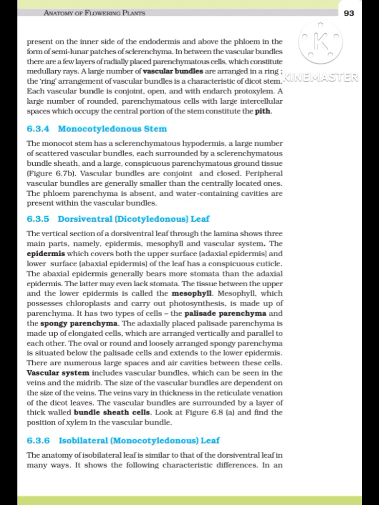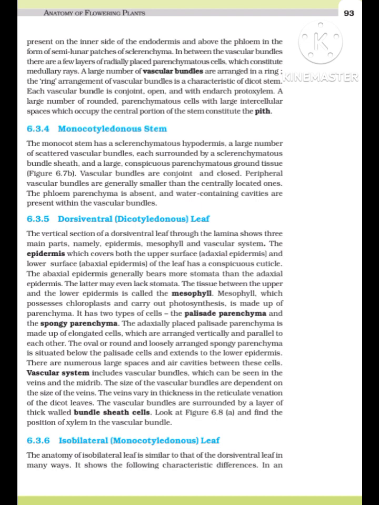6.3.5 Dorsiventral, dicotyledonous leaf. The vertical section of a dorsiventral leaf through the lamina shows three main parts, namely, epidermis, mesophyll and vascular system. The epidermis, which covers both the upper surface, adaxial epidermis, and lower surface, abaxial epidermis, of the leaf has a conspicuous cuticle. The abaxial epidermis generally bears more stomata than the adaxial epidermis. The latter may even lack stomata.